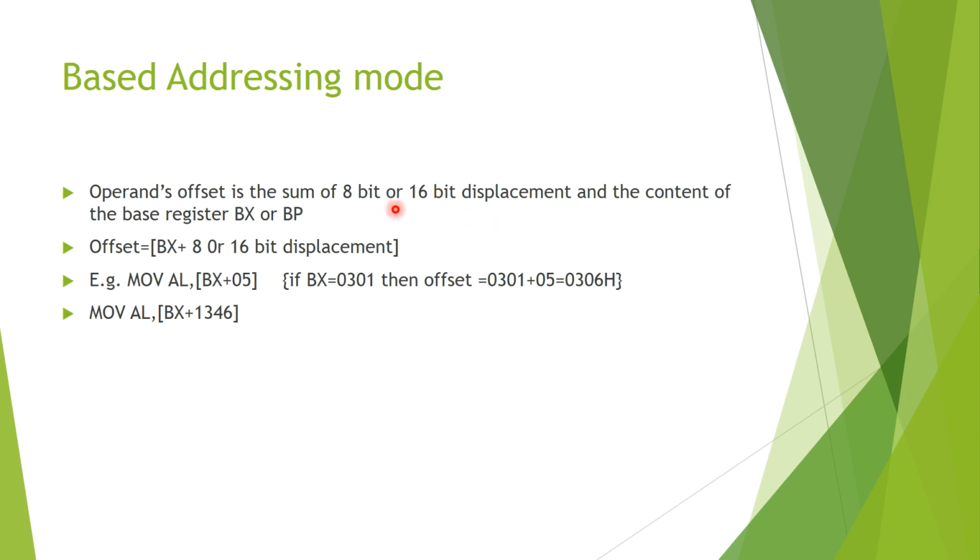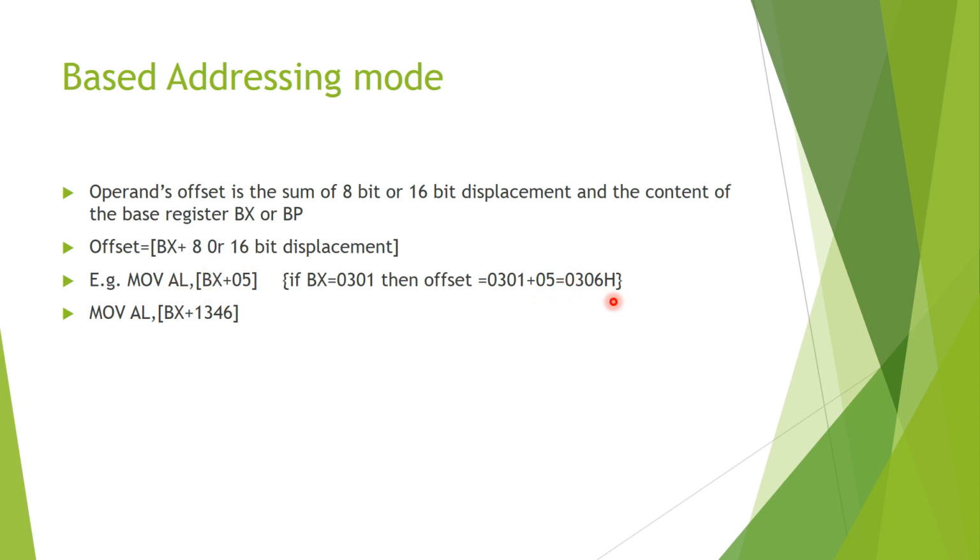Okay, displacement is that we directly write the offset along with this register. So in this case the offset is equal to the contents of BX and 8-bit or 16-bit displacement. As in this example, MOV AL, [BX + 05]. So in this we use the 8-bit offset. Suppose the contents of BX is 0301. Then this 05 will be added to this, so the offset now becomes 0306h. So this is the actual offset of this.